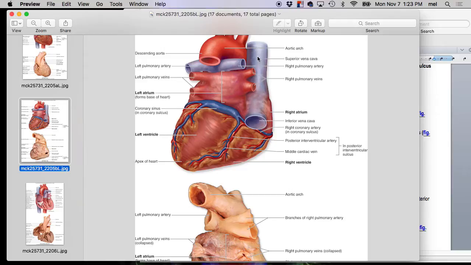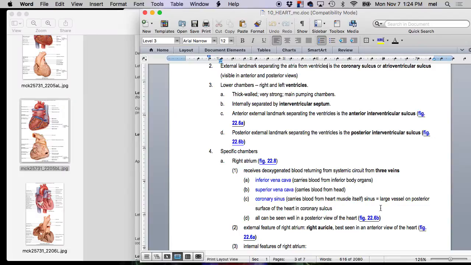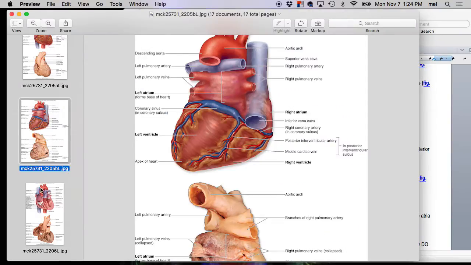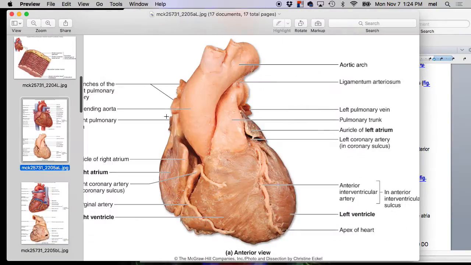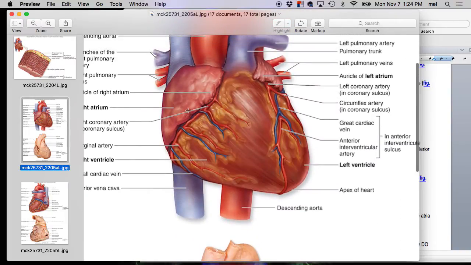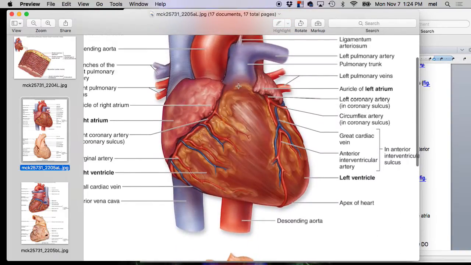Those can be seen really easily on a posterior view of the heart, although you can see the superior and inferior vena cava from pretty much anywhere. But the coronary sinus, you really can only see it on the back side of the heart. Okay? All right, so now the external feature of the right heart is this little flappy part right here. It's that little flappy part right there. You have one on the left side too.